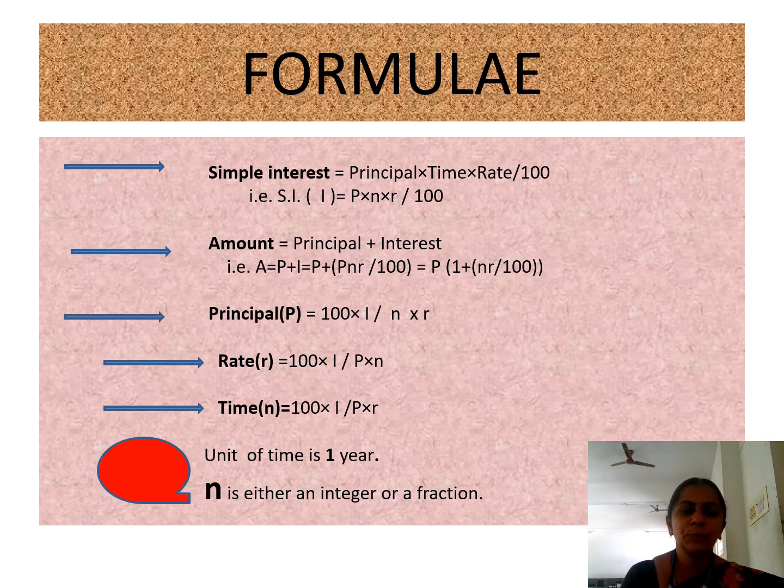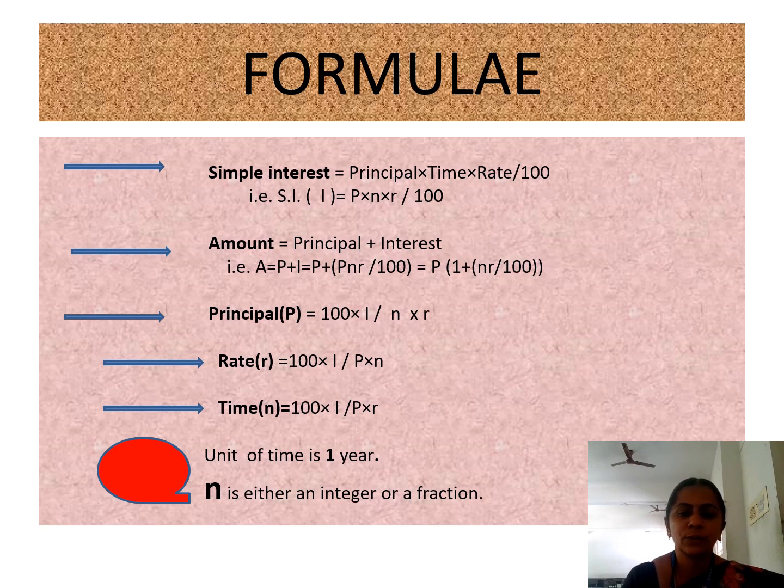Then amount is equal to principal plus interest. That means capital A is equal to P plus I. The formula for finding amount is A equal to P plus I. Then principal is equal to 100 into I divided by N into R. Rate of interest is equal to 100 into I divided by P into N. Time is equal to 100 into I divided by P into R.